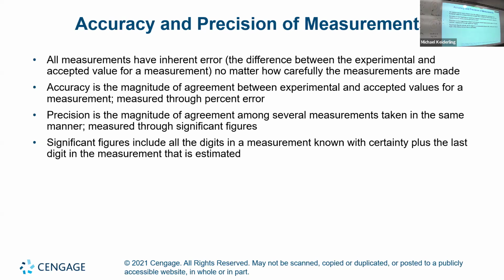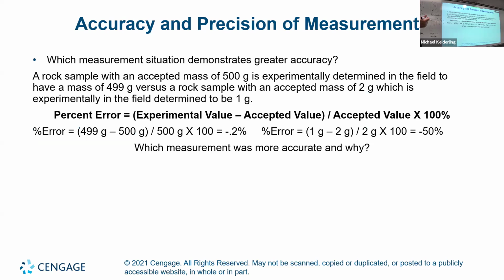But if your error is being caused by your machine being cruddy, then it's just not very precise. It wobbles around a lot. It has a lot of variation. Then your error will be accurate, but not precise. So here we have two measurements, and we want to look at which one displays greater accuracy. That will be done with looking at percent error.